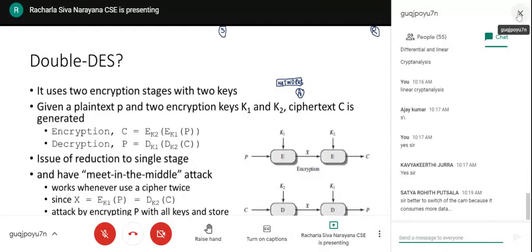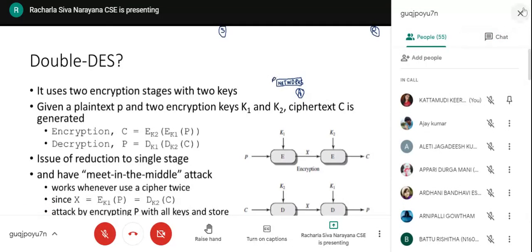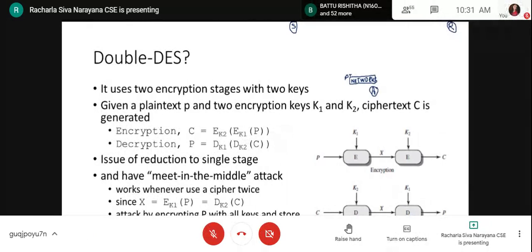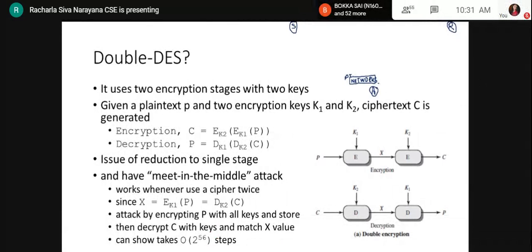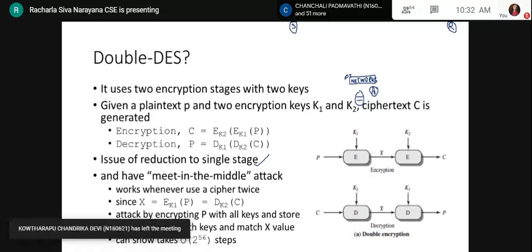Here the attacker takes a plain text block of his own, that is networks. He doesn't know the key, but he knows the key length and he knows the algorithm, that is double DES. I already told you that here. Key 1 and key 2 are taken from the 2 power 56 possible keys.